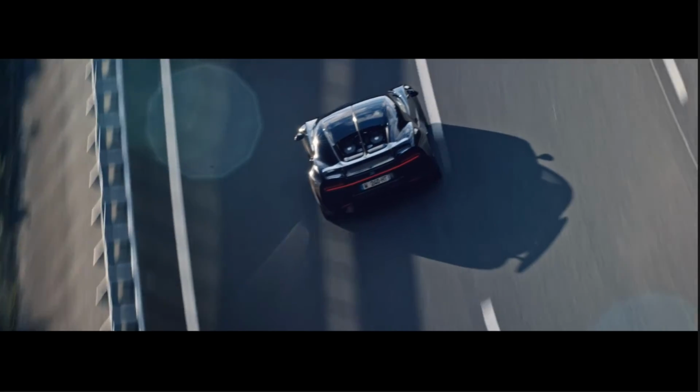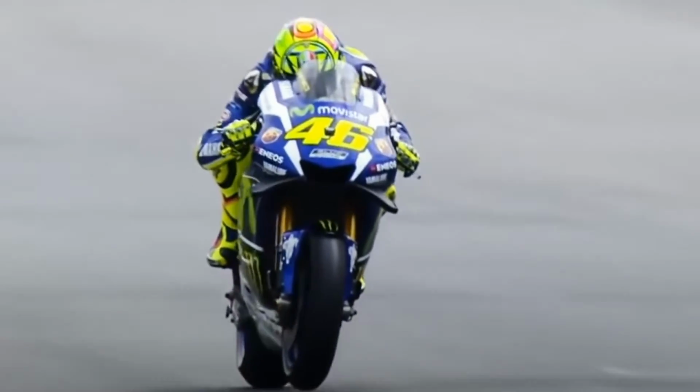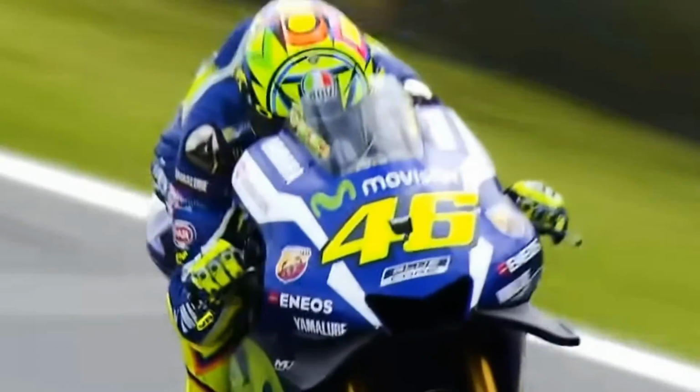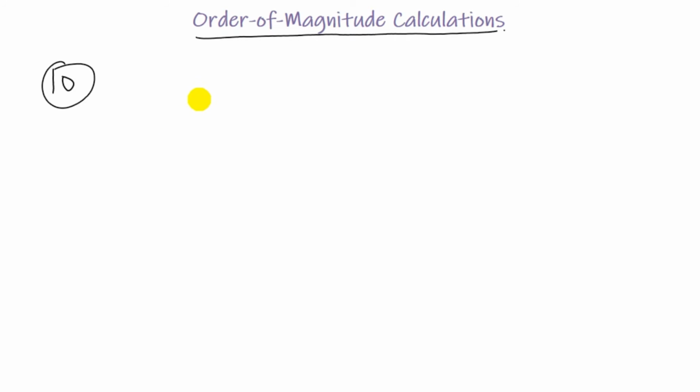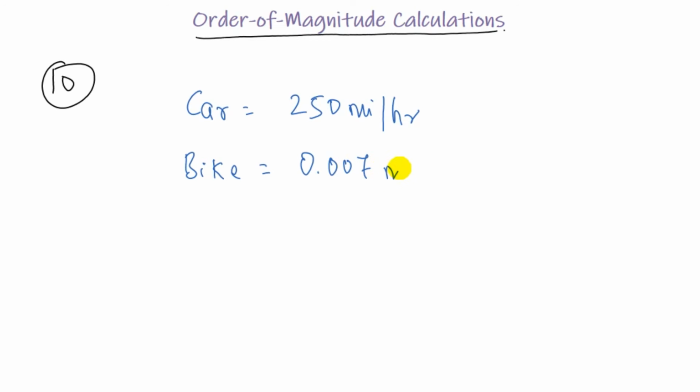Here you can see that this car is running at some speed and the bike is also running at some speed. Suppose that the speed of the car is 250 miles per hour and the speed of the bike is, suppose, 0.007 miles per second, and we need to calculate the ratio of the car's speed to the bike's speed. This is what we have to calculate.